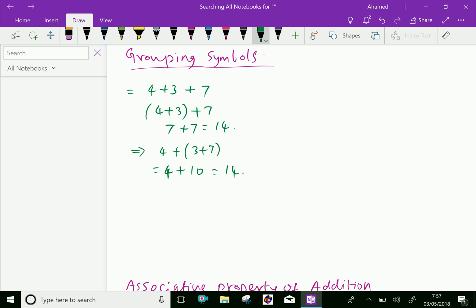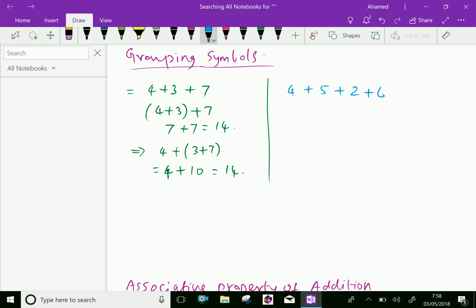Now not only these brackets, we can use brace brackets and square brackets for groupings. Now take one more example. Here we are doing it with four numbers: 4 plus 5 plus 2 plus 6.